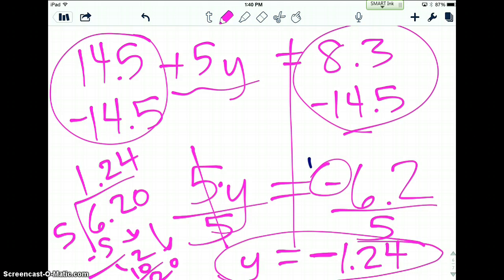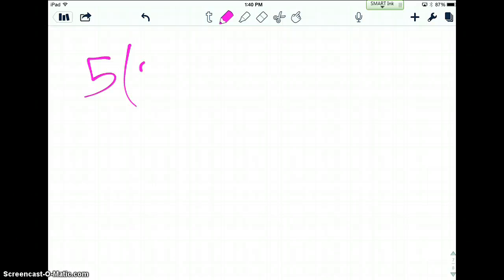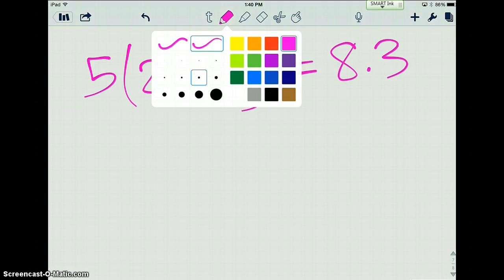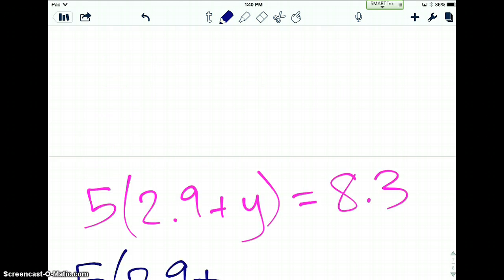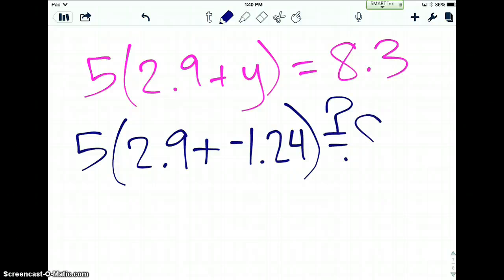And you'd be like, Miss Everly, but last time we checked it. Oh, you're right, we did. So we need to go back to the original. 5 times 2.9 plus y equals 8.3. And what are we subbing in for that y? Well, what we just got. And what did we just get? Because I already forgot. Negative 1.24. And we're going to see, is that equal to 8.3?